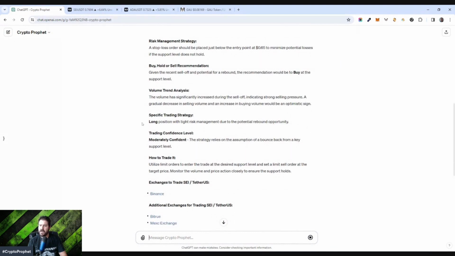And this is saying to trade with a long position with tight risk management due to the potential rebound opportunity. It's moderately confident. The strategy relies on the assumption of a bounce back from a key support level. And then it says how to trade it.